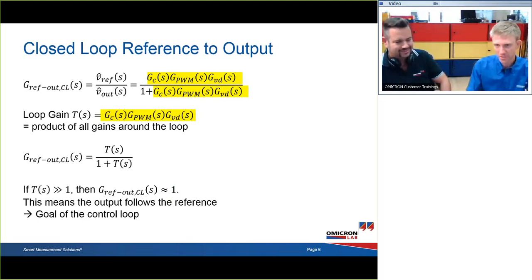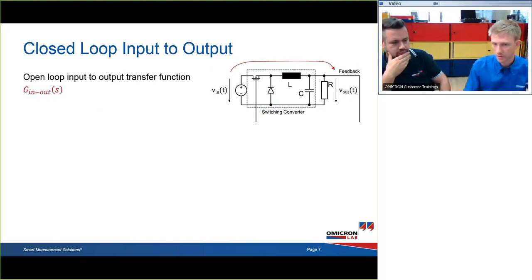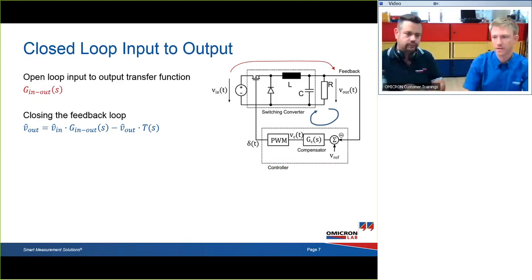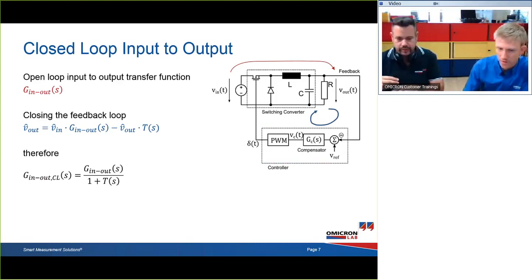And what Bernhard mentioned is now also visible in this page, where we derive the closed-loop input-to-output transfer function, so from the input voltage to the output voltage. Again, we have our converter, and that has a transfer function from input to output. Well, we don't derive it here, but there is a lot of literature, a lot of books where the derivation of this transfer function is shown. And then we add the feedback, and the output voltage is in this case the input voltage times the input to output transfer function minus the actual output voltage times the loop gain. So again, we have our loop gain in this equation.